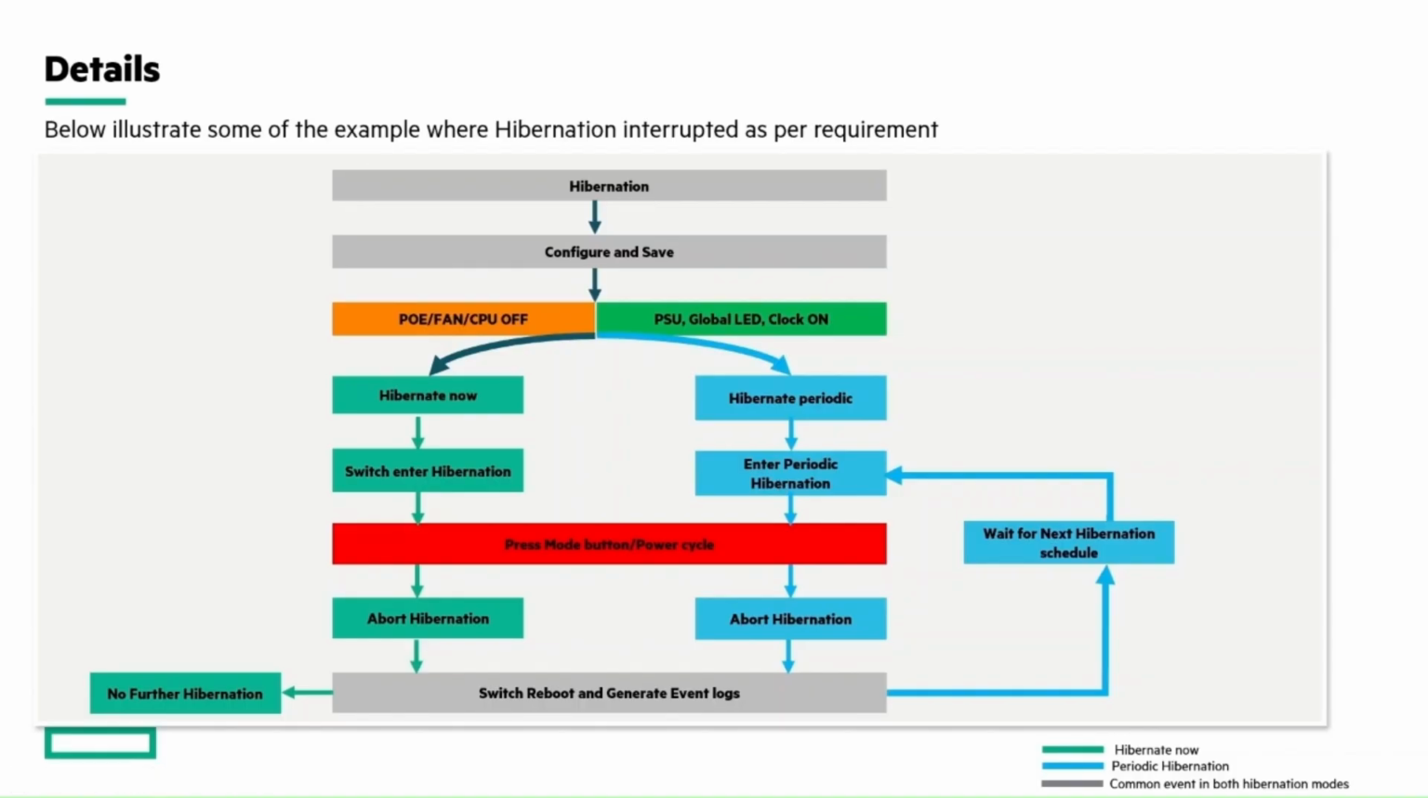At the same time, if you consider the hibernation periodic, the switch will wait for the first hibernation schedule to hit. As soon as it hits the start time of the first hibernation schedule, it will enter the hibernation, and if you press the mode button or power cycle the switch, it will abort the hibernation and reboot and generate the respective event logs and start operating normally.